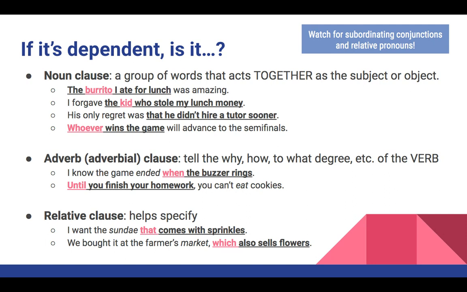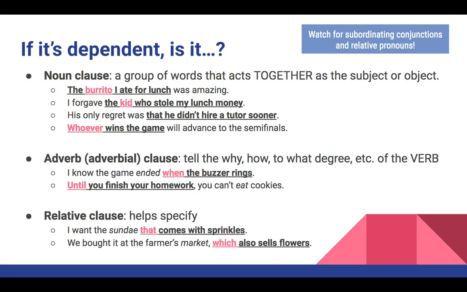Okay? All right. Let's take a look at if it's acting like an adverb. If it's acting like an adverb, then it's telling you why, how, or to what extent about the verb, the action. Okay? So I know the game ended. How did you know the game ended?